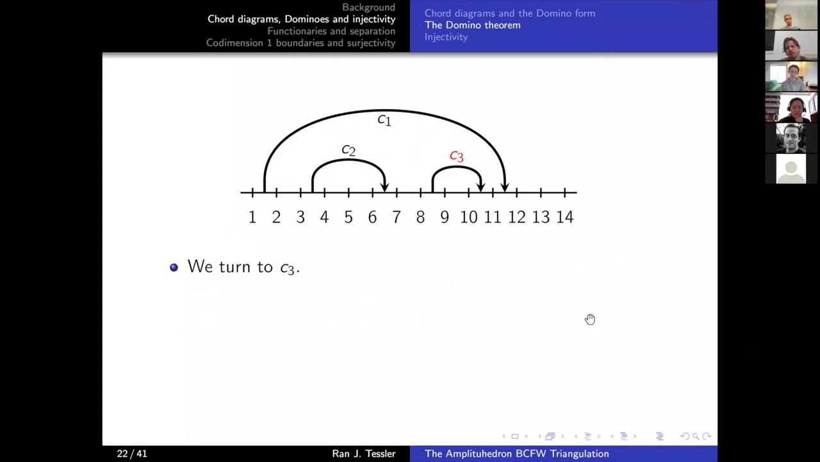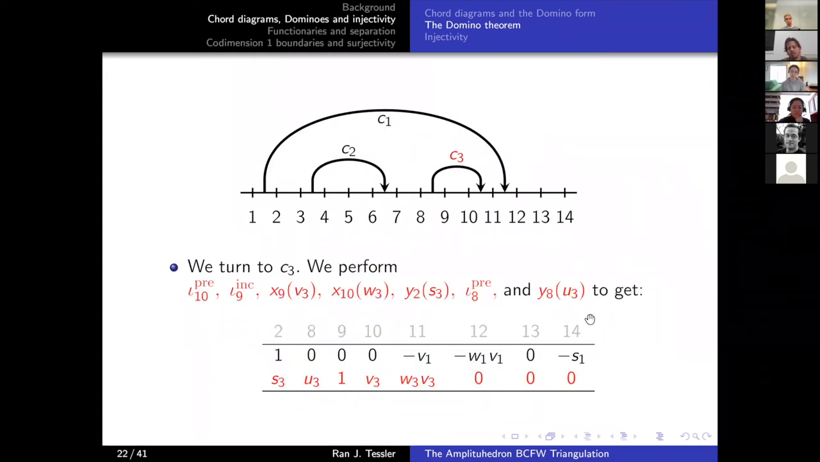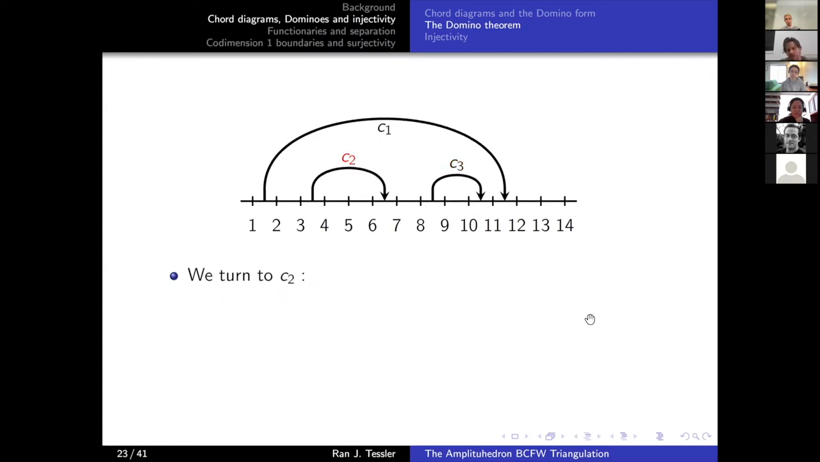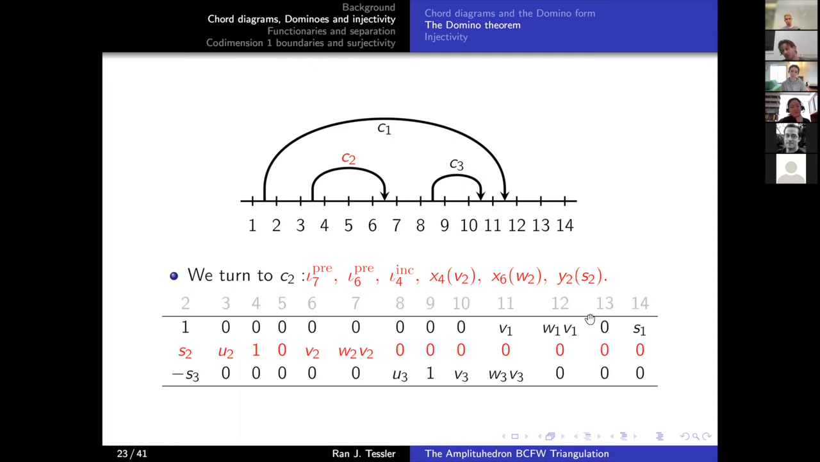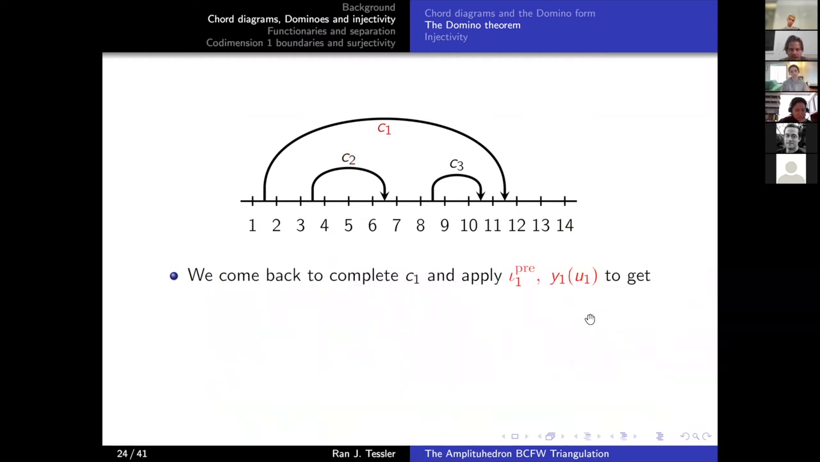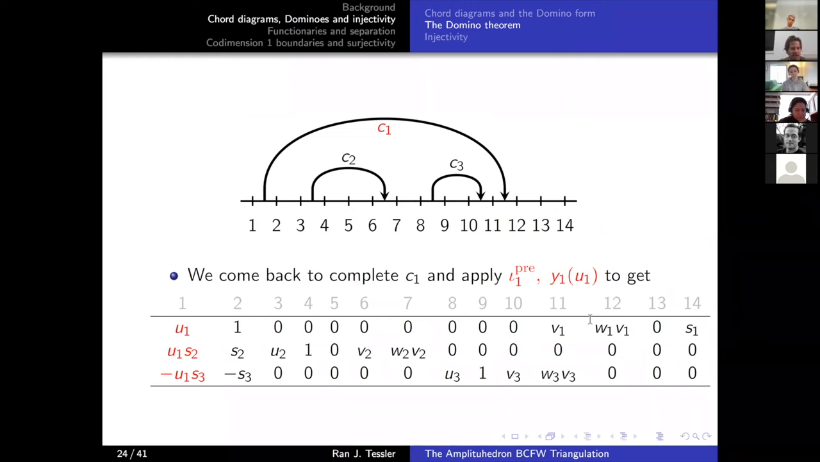Okay, and then we turn to C3. We act in similar manner, and we obtain this matrix. And then we turn to C2, which will be the last new code, but it will correspond to the middle row actually, and we get this matrix. But we didn't finish it because, first of all, we didn't go to the tail of C1 yet, and also note that although we have most of the domino form, we still don't have the domino contributed by C1 to its children. So this is what happens in the last cell, which gives us this matrix.